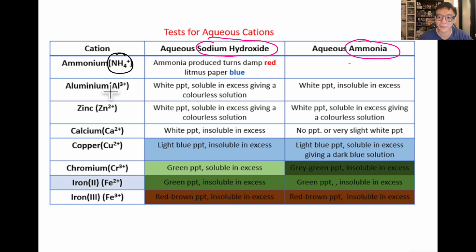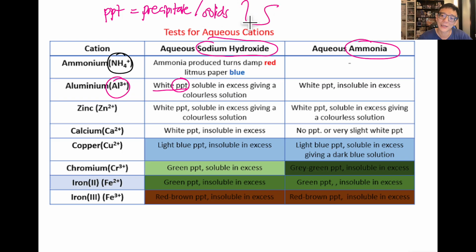For example, if you have aluminum 3+ and you put sodium hydroxide in, it will form a white precipitate. PPT means precipitate, or solid at the bottom of the bigger glass. So it will form solids like this, and the precipitate is white. Then if you add excess sodium hydroxide, it will be soluble. The precipitate will dissolve, and the solution will be colorless.